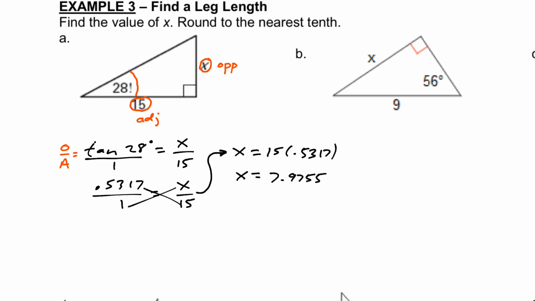7.9755. But again, we're supposed to round our answer to the nearest tenth. So we're only going to keep 1 digit after the decimal point. So we're going to round off right there. And again, the next digit after the tenth position is a 7, which is 5 or larger. So we're going to round up. So if we round this one up, that 9 needs to round up, and we're going to get x equals 8.0.